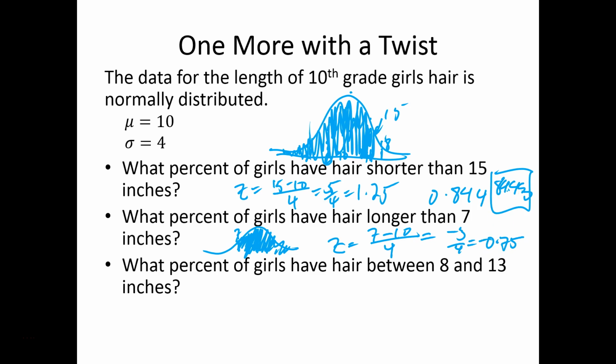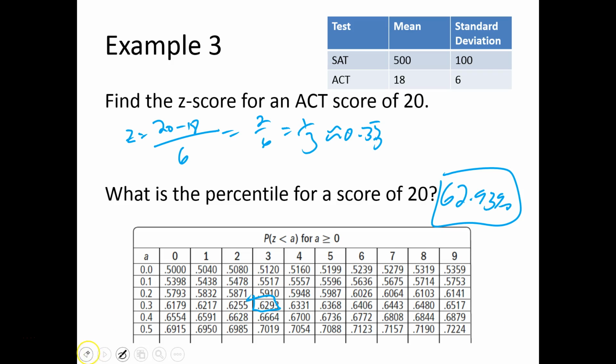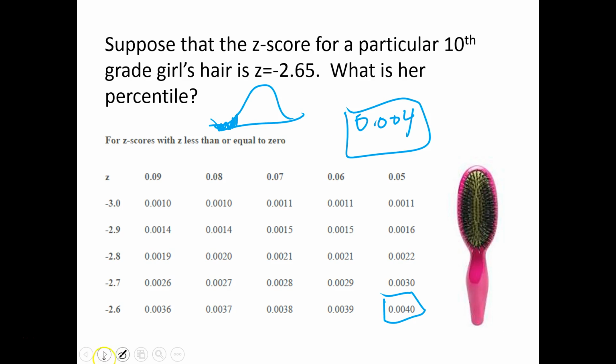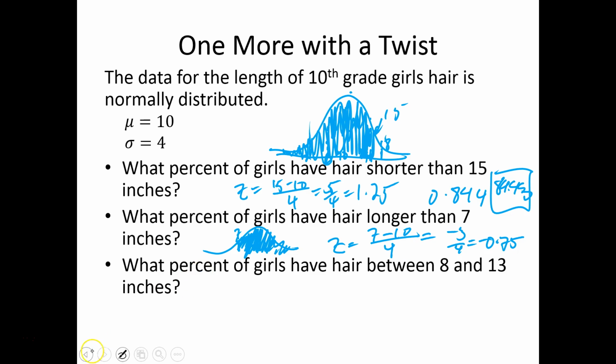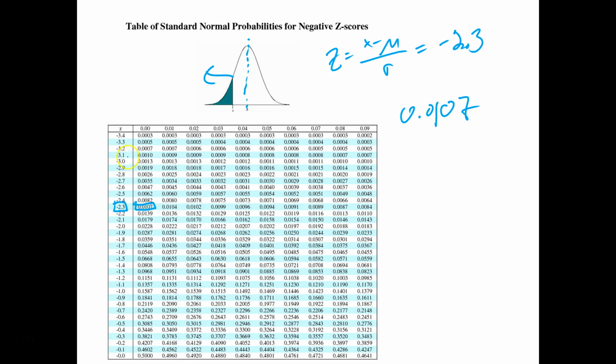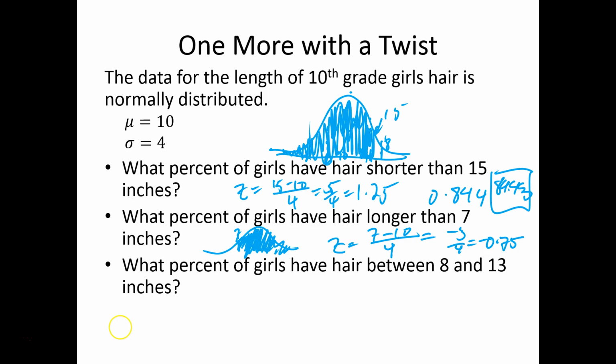So if we go to our chart and find negative 0.75, I'll have to look on the negative side right here. Yep, negative 0.75 is what I'm looking for on my negative chart. So here's negative 0.7, and then we scroll over to 0.5. Looks like 0.2266. But the trick with 0.2266 is that it is the area to the left. I want the area to the right.